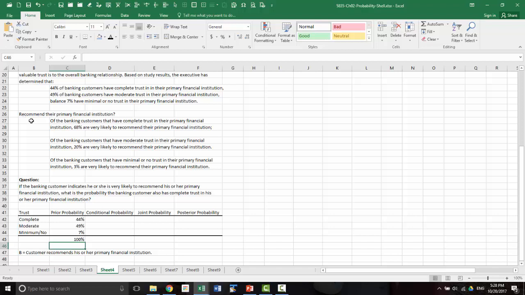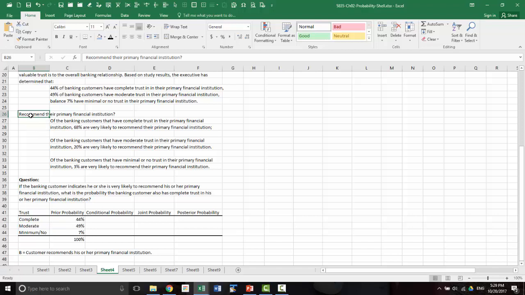Now, the conditional probabilities. The second event is whether customers recommend their primary financial institution or not. Of the banking customers that have complete trust, so that's this group, 68% are very likely to recommend their primary financial institution. This is from the survey. So this is the second event, whether they will recommend or not.